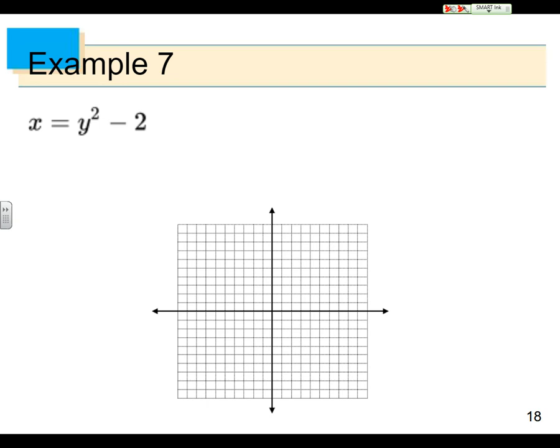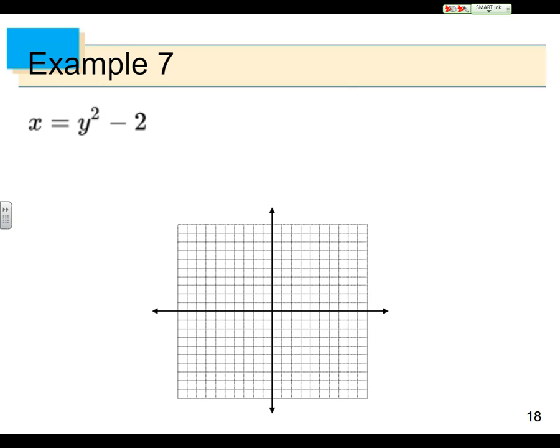So let's draw some of our own graphs and use a graphing calculator to help you on this. I'm going to just kind of show you how to do this just mathematically by hand. Okay, and so x equals y squared minus 2.